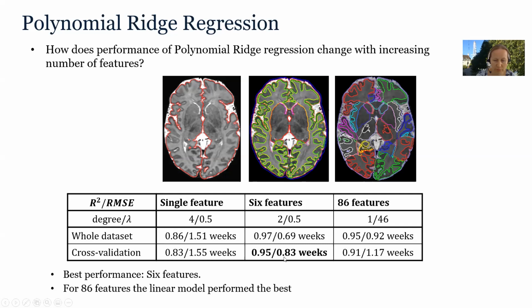We now have 0.83 weeks root mean square error after cross-validation. And this is a significant improvement to the original 1.17, the best performance, or 1.27 that we had for 6 features. So it appears that in this dataset, there must have been some nonlinear patterns.